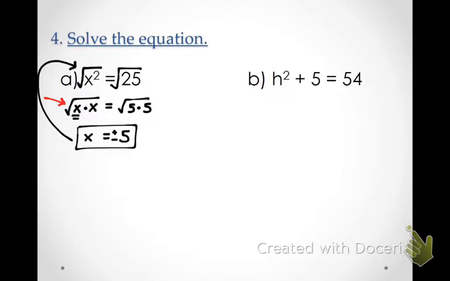h squared plus 5 equals 54. Who has a guess of what you think I should do first? Turn it into a negative. Turn 5 into a negative and minus 54.